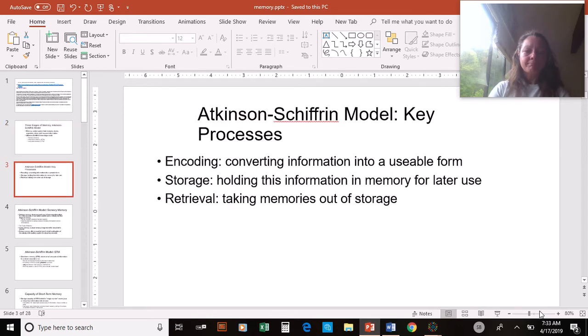That's important. The key processes with memory are that we are able to encode, store, and retrieve information. If we can't do those 3 things, we don't have any memory. Encoding is just converting that information into something usable. Storage is putting that information somewhere so we can get it later when we need it. That would be the retrieval part.